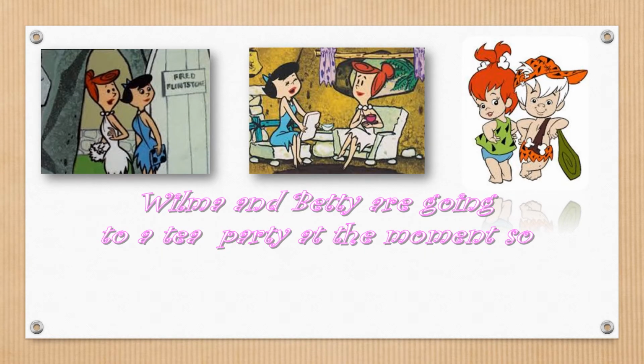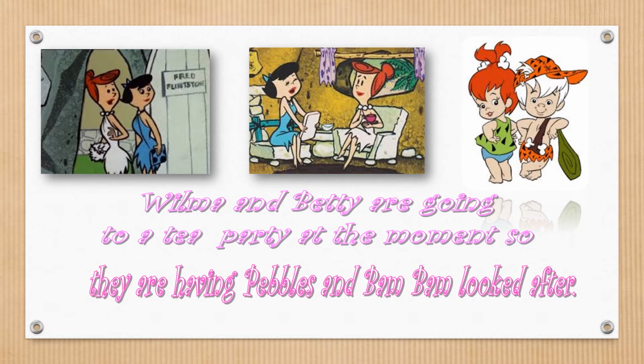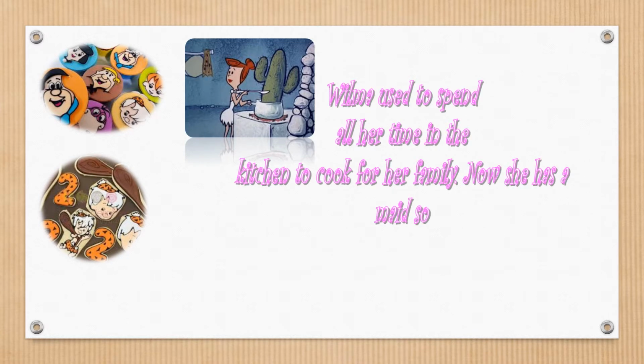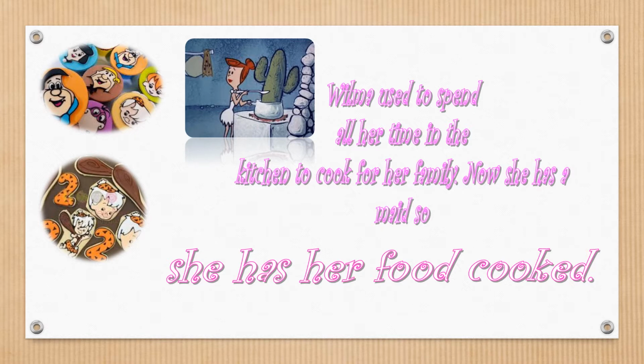Wilma and Betty are going to a tea party at the moment. So what will happen to Bam Bam and Pebbles? They are having Pebbles and Bam Bam looked after. So if the time is continuous, the causative form is are having something done. Wilma used to spend all her time in the kitchen to cook for her family. Now she has a maid, so she has her food cooked.